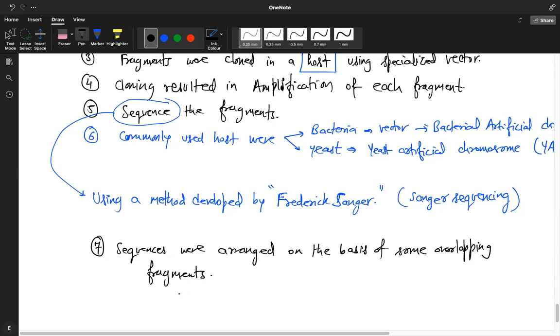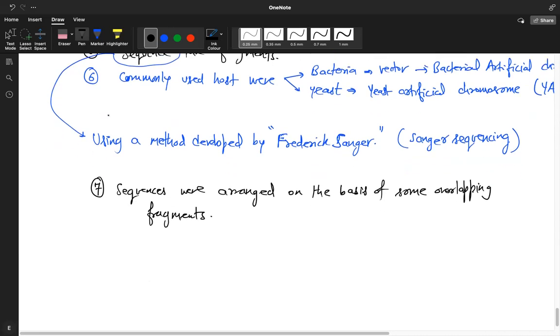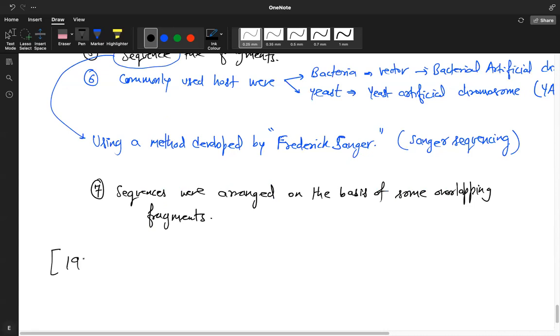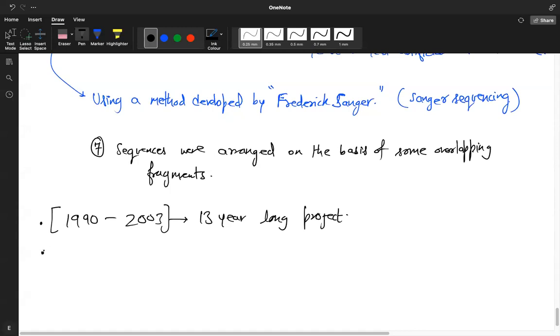And this was not possible manually, so it was done through computers. Okay. So overall, it was 1990 to 2003. A 13-year long project. But as I told you, in May 2006, the last part got sequenced, which was a chunk from chromosome number 1.